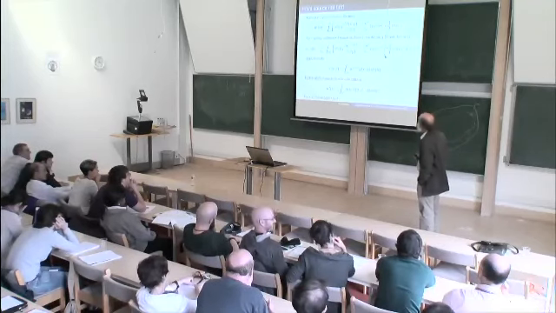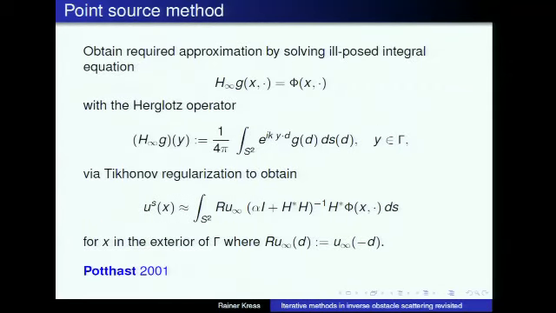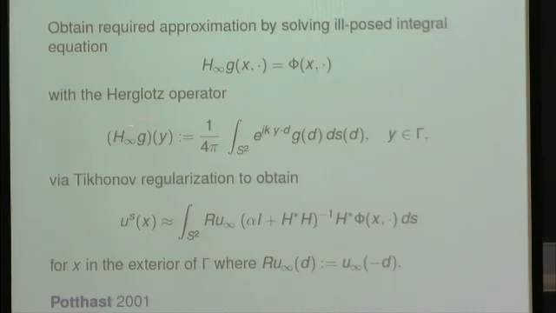Anyway, how do we get this approximation? What we try is we make the Herglotz wave function coincide with the fundamental solution on the surface. This gives us this integral equation with this Herglotz kernel. I think the 1 over 4 pi should be 1 here. And we solve this via Tikhonov regularization.